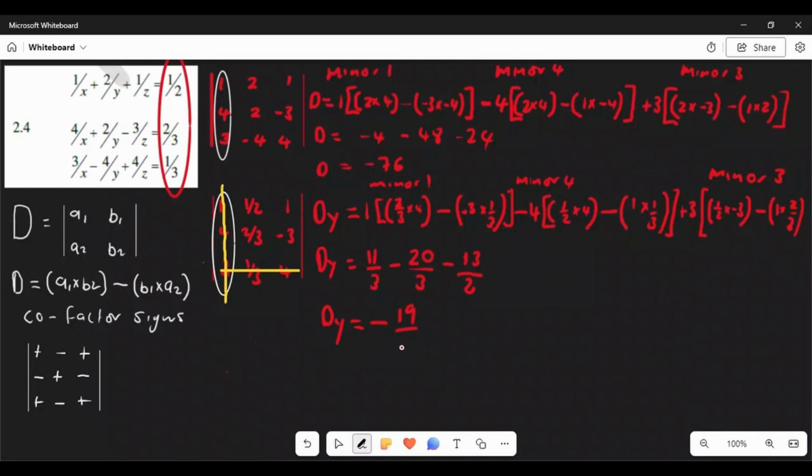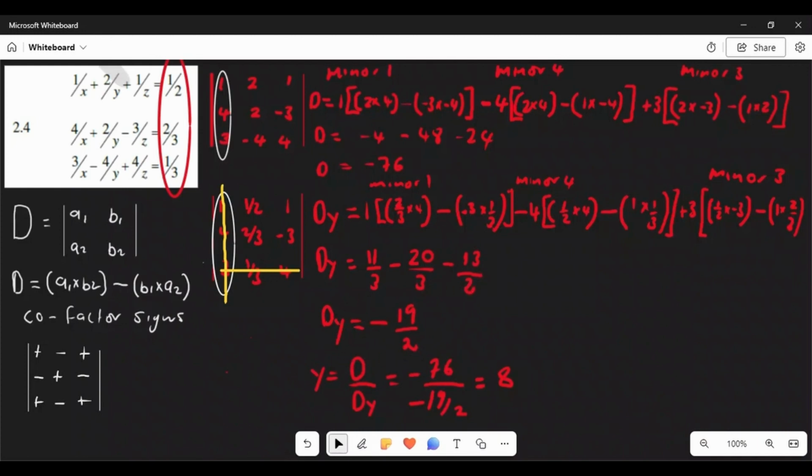So when you put this on a calculator, dy is going to give you -19/2. But then when you're looking for y, it's going to equal the determinant that we calculated earlier, divided by dy. So what is our determinant? -76 divided by -19/2. The answer you're going to get is 8. So y is equal to 8. This is how you do this one as well.